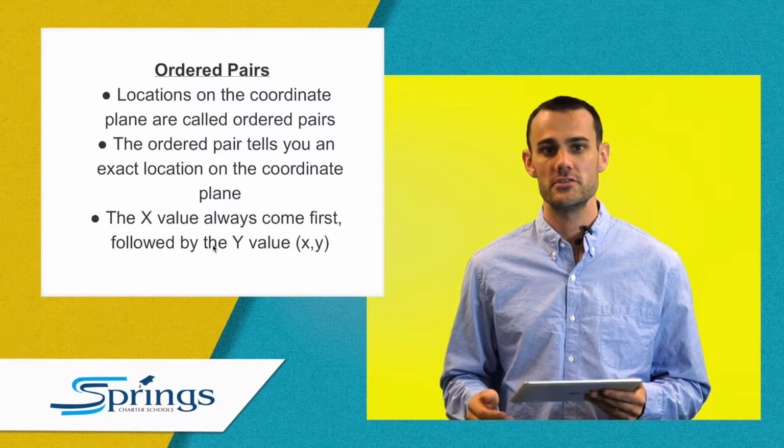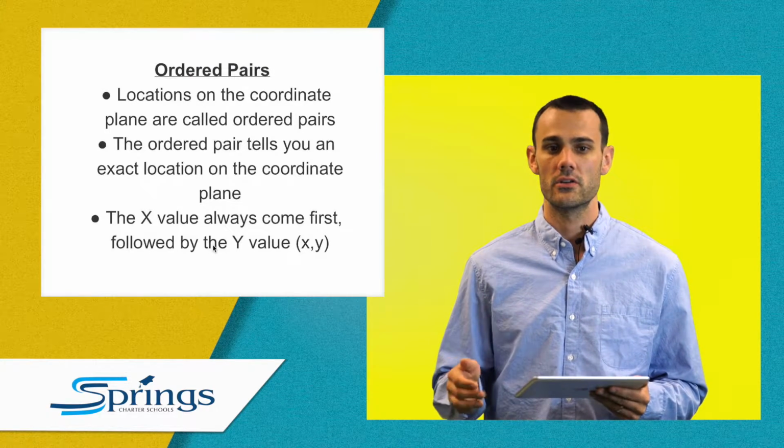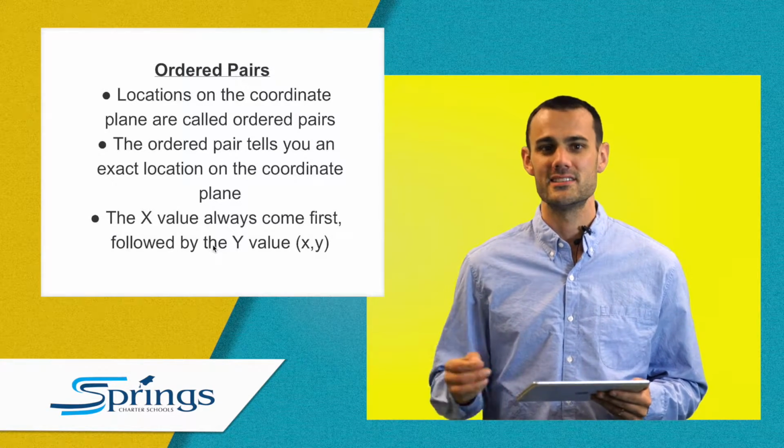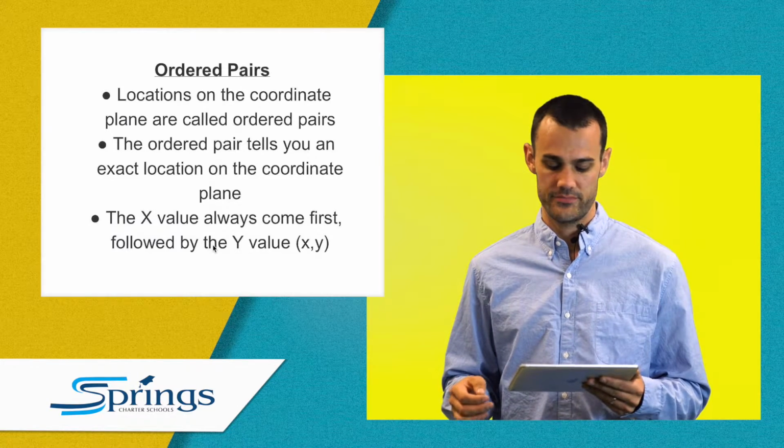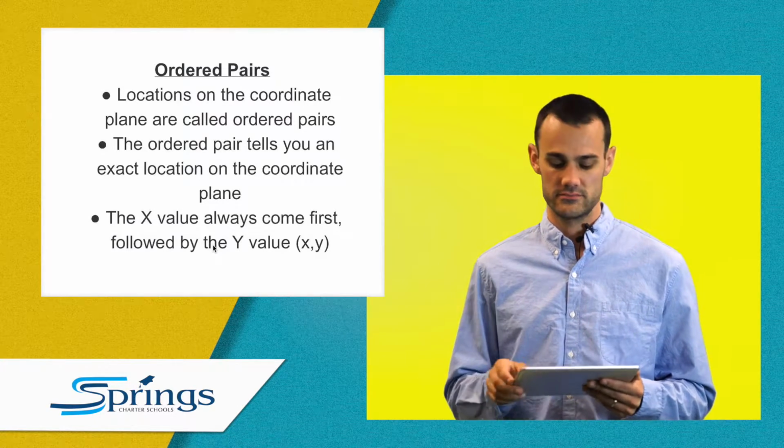Now, when we're graphing, we're usually using this term called ordered pairs. They are locations that are listed on a coordinate plane, and they tell you an exact location on that coordinate plane. Remember that you always list your x value first and your y value second.